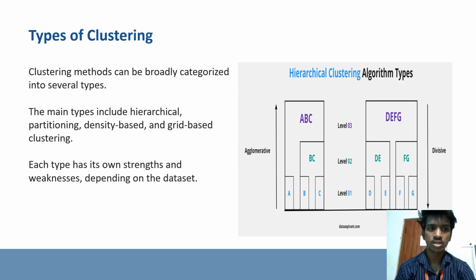Types of clustering. Clustering methods can be broadly categorized into several types. The main types include hierarchical, partitioning, density-based and grid-based clustering. Each type has its own strengths and weaknesses according to the dataset.